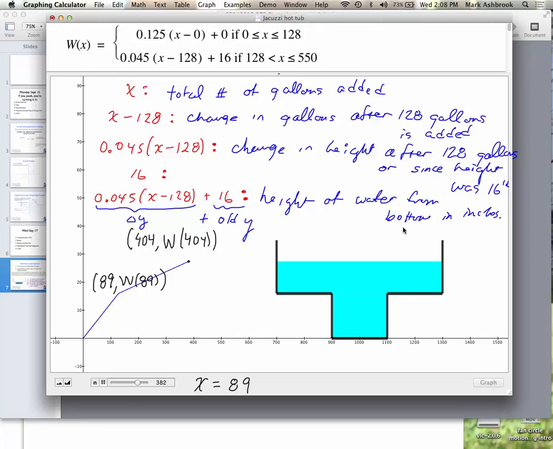Yeah. So the implication is that the value of x has to be greater than 128. But we don't have to write that in. X is the total number of gallons added in. But you're right, in this analysis, it has to be a number greater than 128. Okay, so it's just the one. Any other questions?